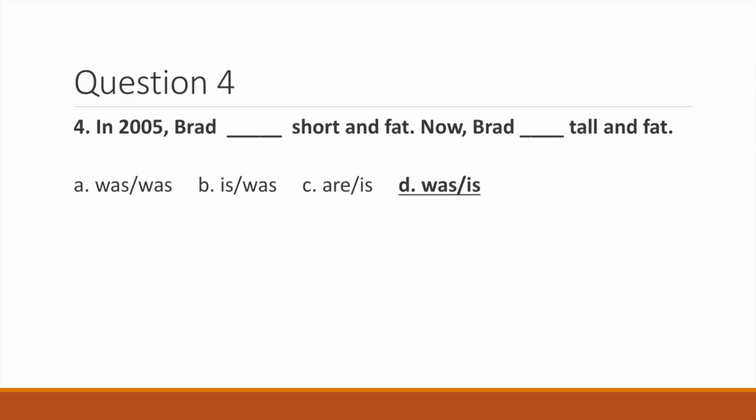Question 4. In 2005, Brad blank short and fat. Now, Brad blank tall and fat. In the first sentence, we have a clue that tells us we're talking about the past. In 2005. So we know we must use was or were. Because the subject is Brad, we use was. Now, in the second sentence, we have another clue, now. This talks about the present. Because our subject is Brad, we need is, and therefore D is your answer.